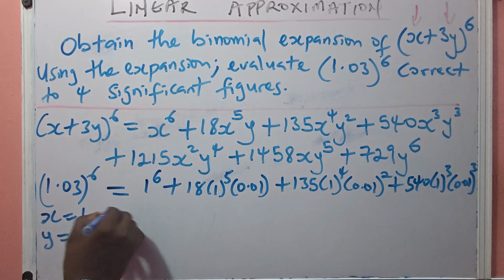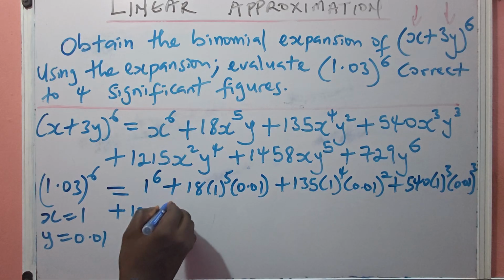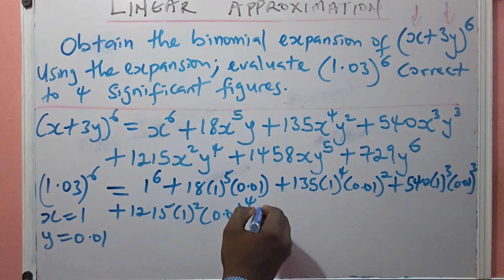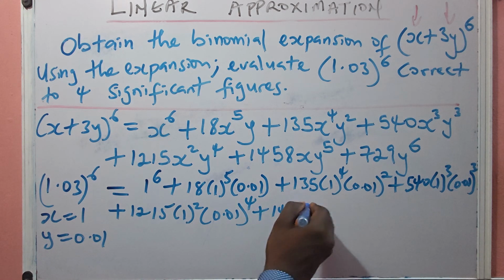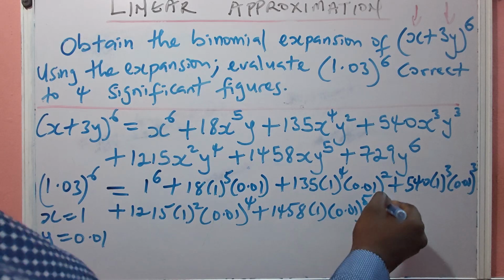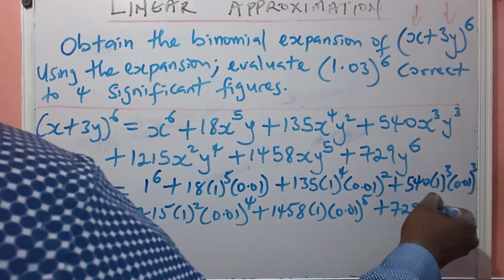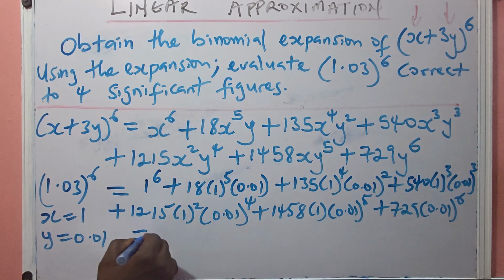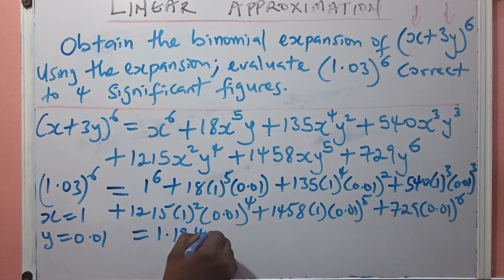Alright, and we have plus 1215, 1 raised to the power 2, 0.01 raised to the power 4, then plus 1458 times 1, then 0.01 raised to the power 5, then plus 729, 0.01 raised to the power 6. Right, you'll be needing your calculator in this particular place, and you would arrive at a value first that will look like 1.19405.